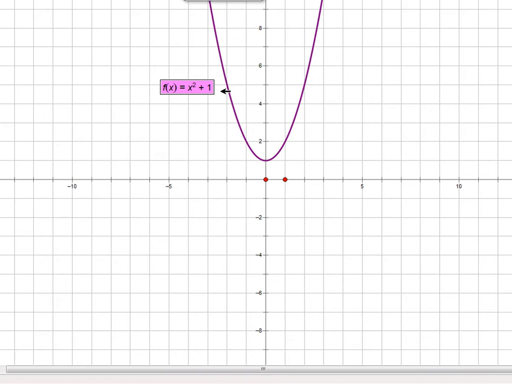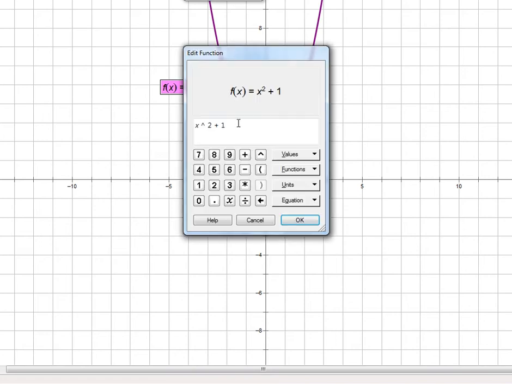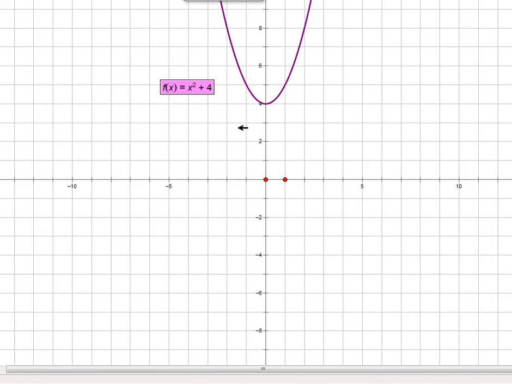So let's put a plus 4 on here. What would happen if I put a plus 4? So the vertex is going to be at 0, 4. The y-intercept is at 4. Hit enter, and sure enough, there it is.